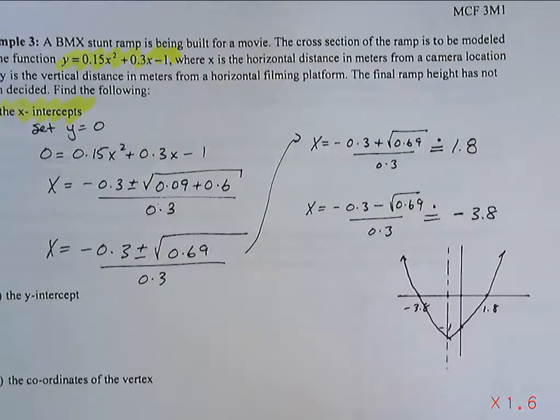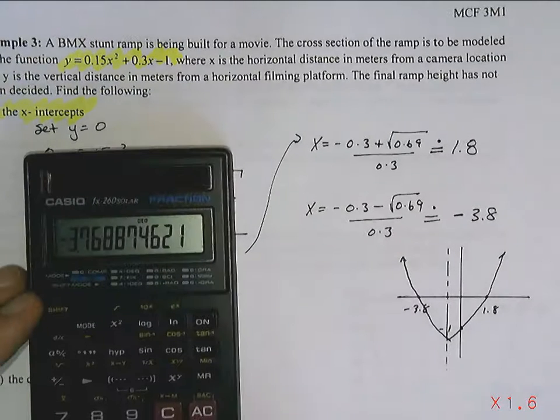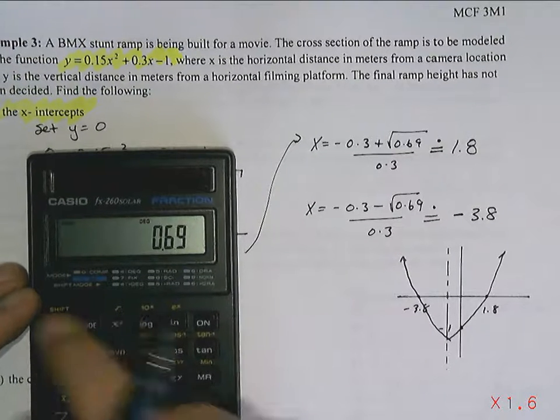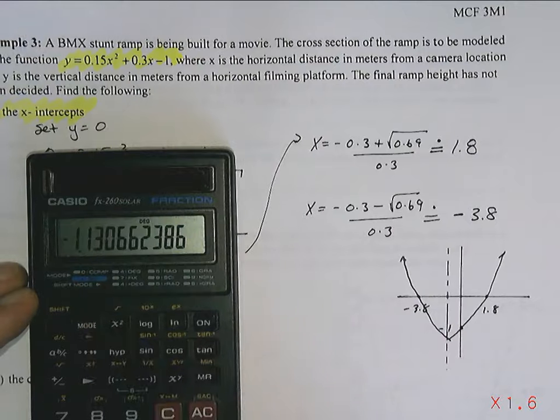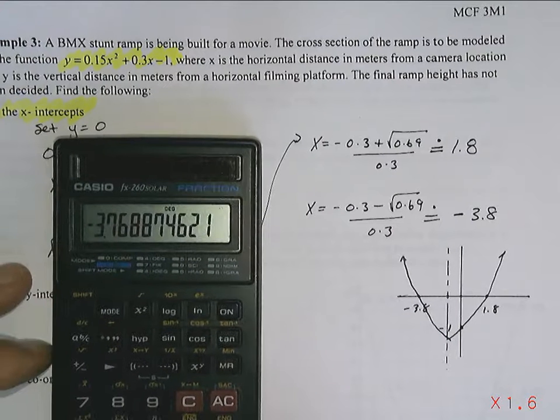Uh-oh, studio audience has their hands up. I may have made a mistake. Let's find out. Yes? Let's try negative 0.3 minus the square root of 0.69, divided by 0.3. No, I think I'm correct. Ha! Oh, I'm going to pause now while I fight with the studio audience.